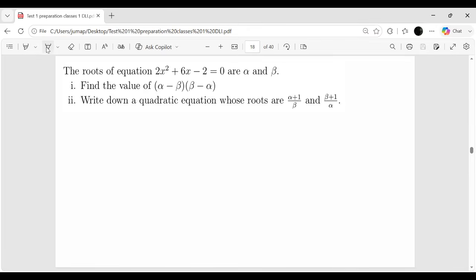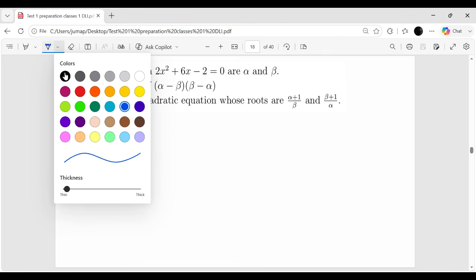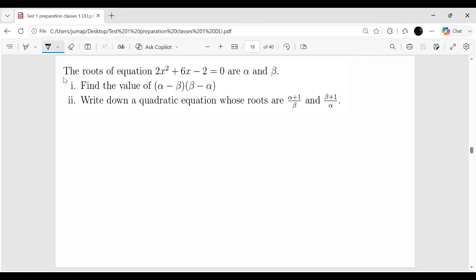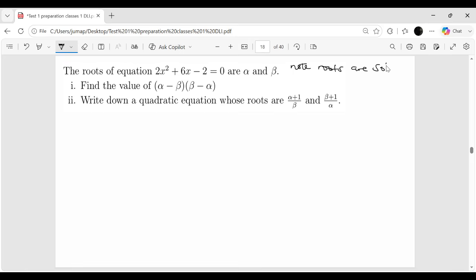All right. So our first question in today's class says that the roots of the equation 2x squared plus 6x minus 2 equals 0 are alpha and beta. Whenever they talk about roots, you need to understand that roots are only solutions. Roots are just solutions, and these solutions are solutions of x.